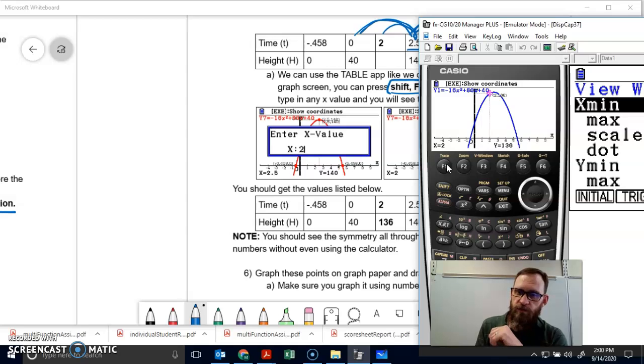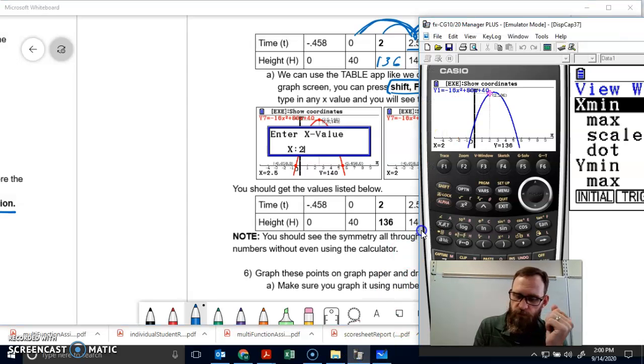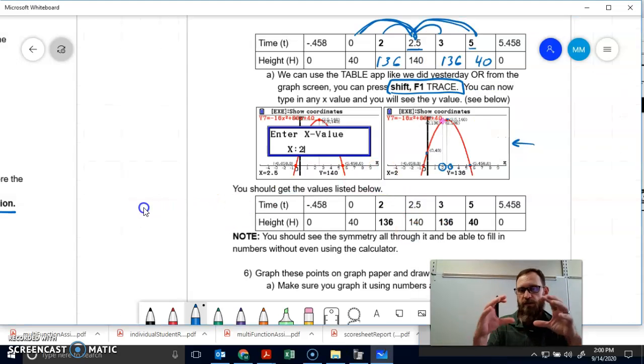Now I know that this is 136. If I do that again under trace, and I type in 3, Execute, it will show me the value for 3 and the value for 5. So inside this trace feature, you can type in whatever number you want and it'll bring you right to that number. There's 5, 40. I could do -1. It's down at -56 off my screen, and you can jump right to those points. So it's kind of like using a table in the table app, but it's all done inside the graph app. So it's up to you which feature you use, the table app or the trace feature.